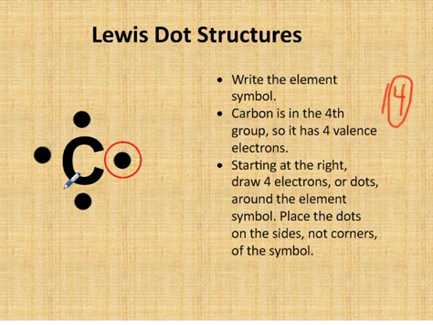Okay, picture the symbol as being in a box. You may not put the dots at the corners, but you must put the dots on the sides of the box, the sides and the top and the bottom. Okay, not over here on the corner. So since carbon has 4 valence electrons, you will have a dot on each side of the symbol.